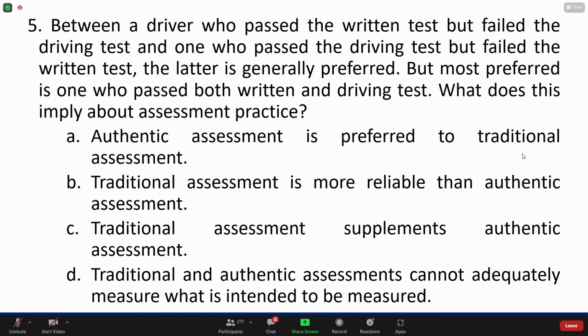Letter A. Authentic assessment is preferred to traditional assessment. Letter B. Traditional assessment is more reliable than authentic assessment. Letter C. Traditional assessment supplements authentic assessment. Letter D. Traditional and authentic assessments cannot adequately measure what is intended to be measured.